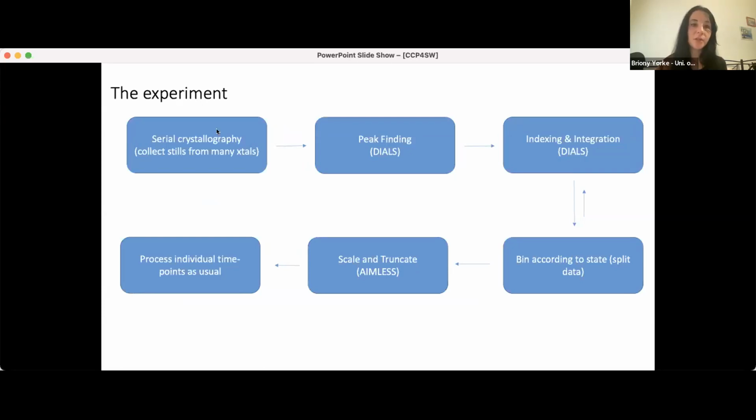We use serial crystallography to collect stills from many crystals. Then using DIALS pipelines, we can very, very quickly go through peak finding and indexing and integration. Looking at the indexing and the integration statistics, we may choose to then bin our data differently according to different states, so we can cycle through that process, trying to find the optimum bins for our data. Then when we've done that, we can go and scale and truncate using Aimless, and then simply process individual time points as you would normally in a standard crystallographic data set.